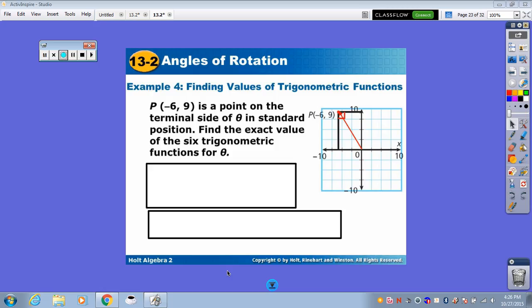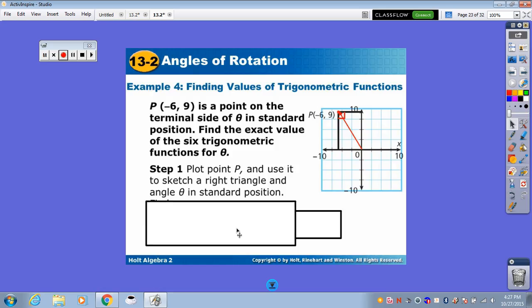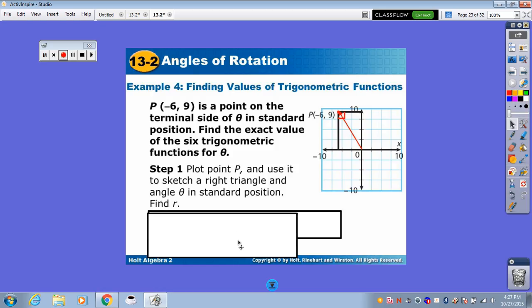Okay, for angles of rotation in our example number 4, we're going to find values of our trigonometric functions. We have a point, -6, 9, on the terminal side of our theta that's in standard position. We want to find the exact values of the 6 trigonometric functions for theta. We've got the point, and we're going to use that point to help us sketch a right triangle and the angle that is in standard position.